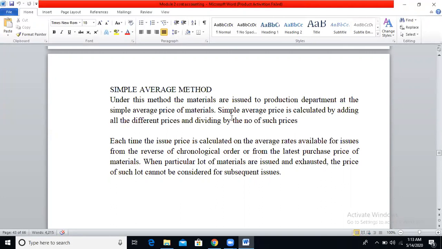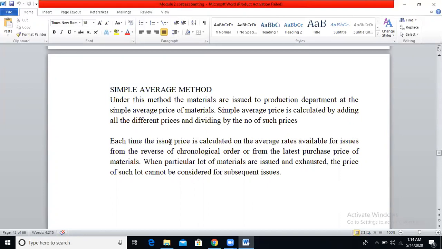How you will calculate simple average price? The same formula for average. That is, simple average price is calculated by adding all the different prices and dividing by the number of such prices. For example, if you are having three types of different prices, that is 10 rupees, 12 rupees, 13 rupees. So how you will calculate average? First add these prices, 10 plus 12 plus 13 divided by how many number of prices we are having? 3. That is 10, 12 and 13 divided by 3, you will get the average. So by using these simple average price, you will issue the materials to the production department.